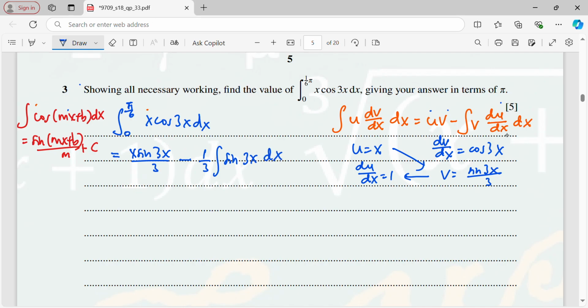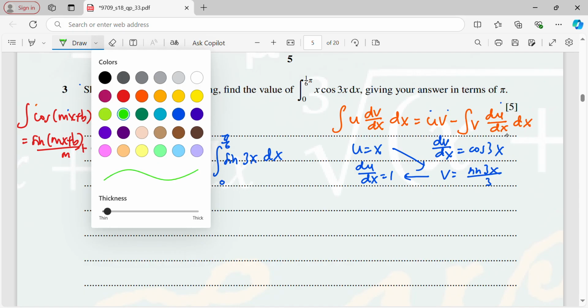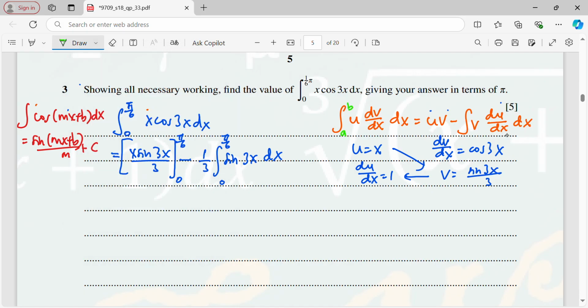Okay, and now with limits, so you just add on the limits, 0 to pi over 6. So with limits here, I need to add on a, b, and then consider limits for all. So this is the integration by parts formula. Now, I have to replace the values.